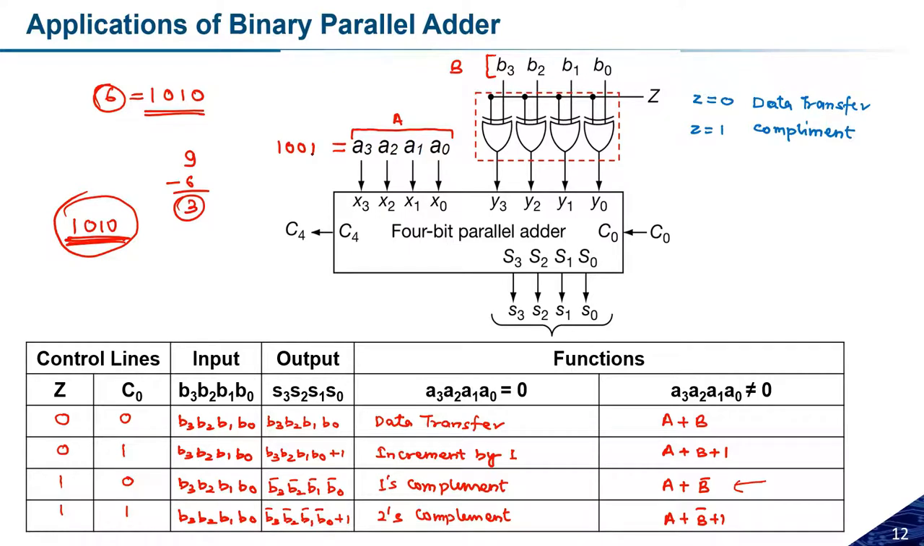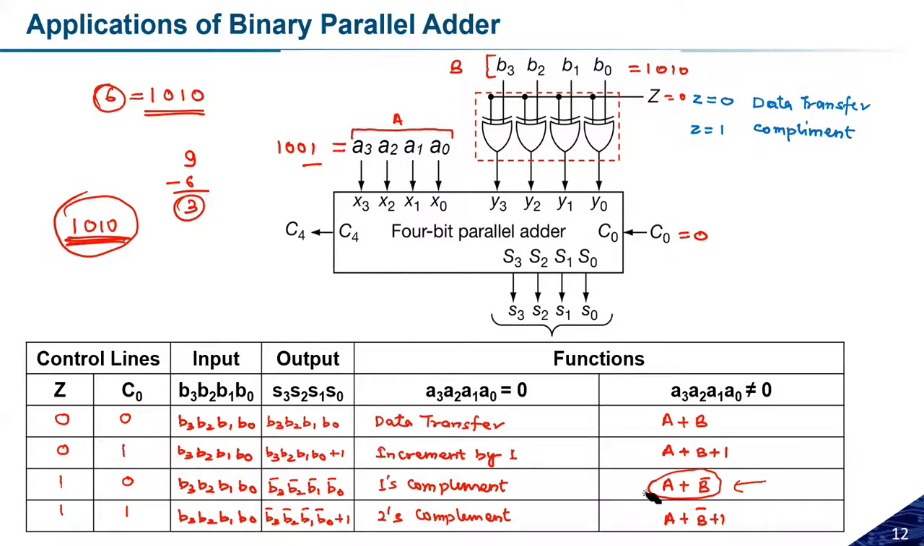So this will be equivalent to 1001, and you want to subtract this B. This B will be 1010, whatever the number I have. If I want to subtract this number from this one, I need to use this case, right? A plus B complement. And for that purpose, I need to connect Z equal to 1, and C will become 0. So this is the case at which we can find the nines complement.